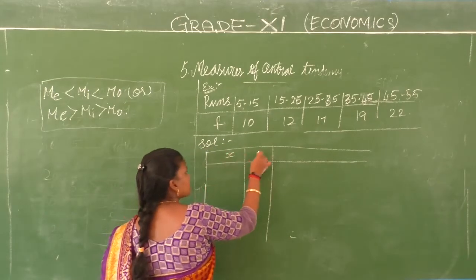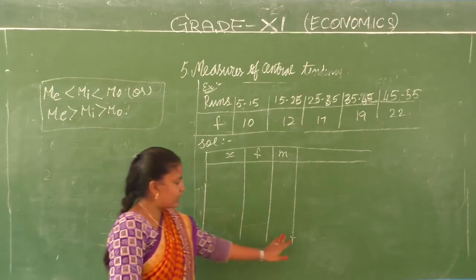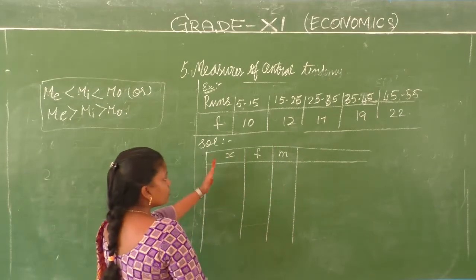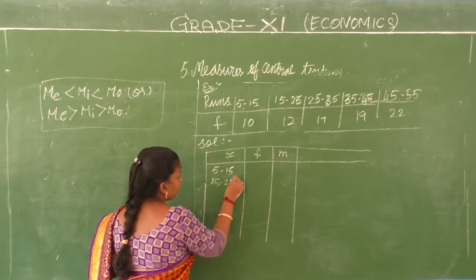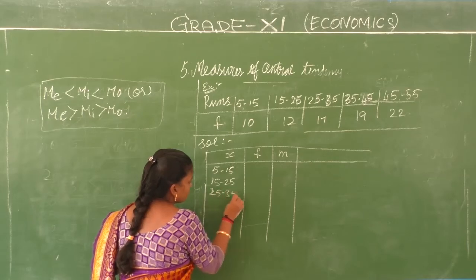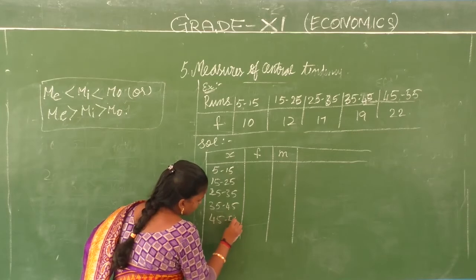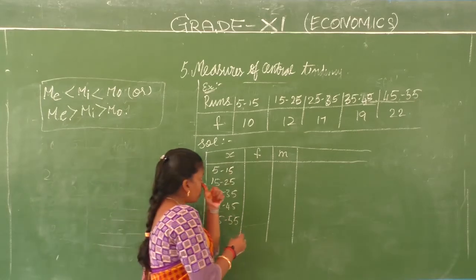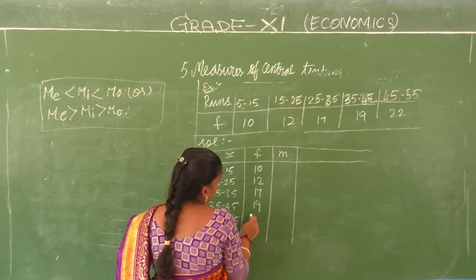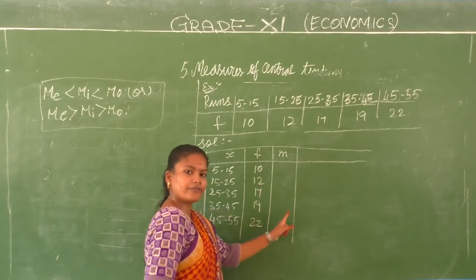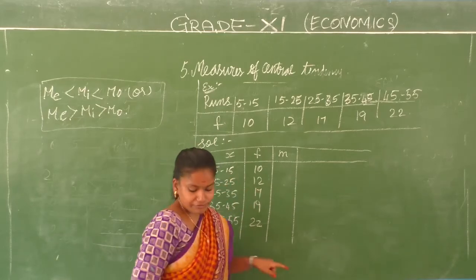So you have your X, you have your F, you have your M. Isn't it, children? You have your N. First you need to find these three. The classes are 5 to 15, 15 to 25, 25 to 35, 35 to 45, 45 to 55. Right? And what are the values we have? 10, 12, 17, 19, 22. What are you going to find? Your mid value.